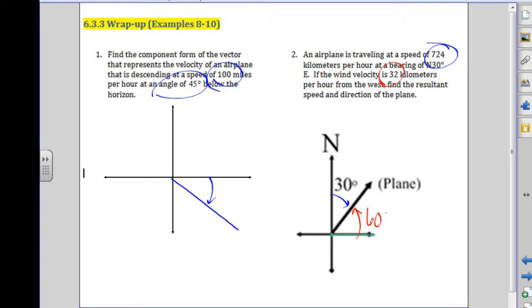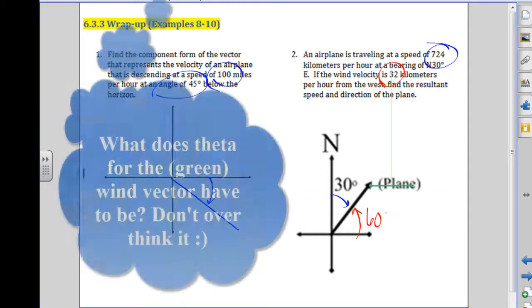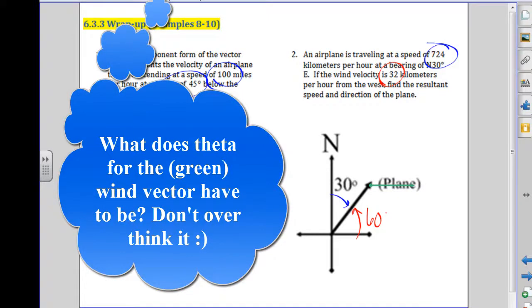Go ahead and find the resultant vector. It may be helpful to move that resultant vector tip to tail, and then connect the dots from where you start to where you finish.